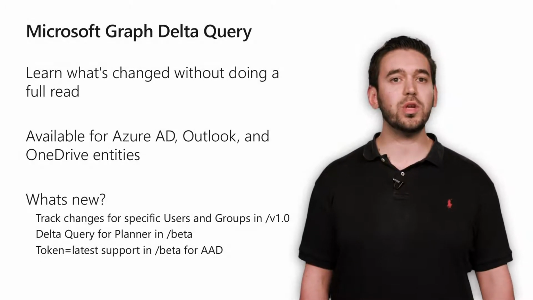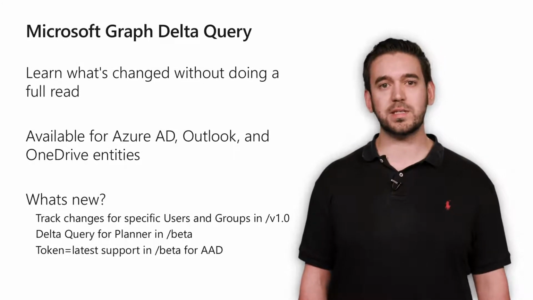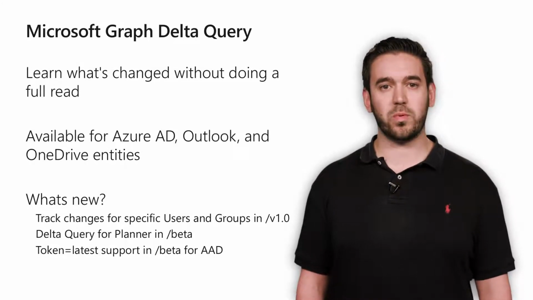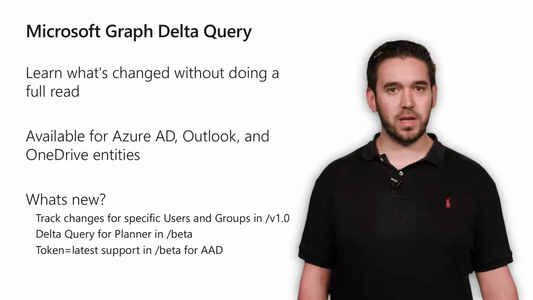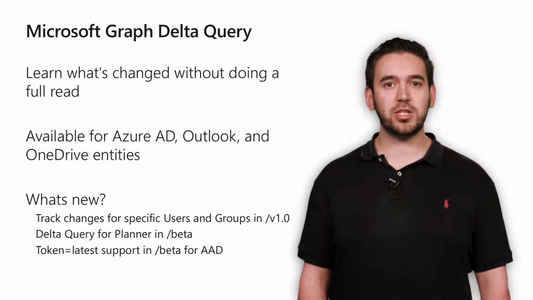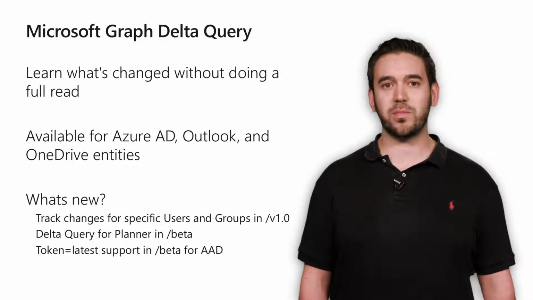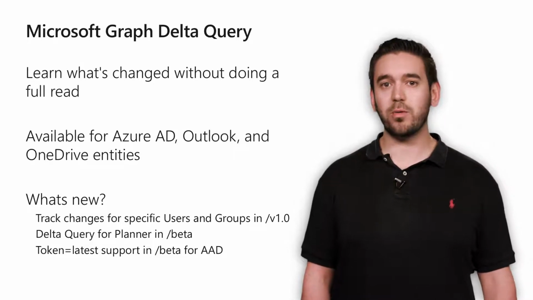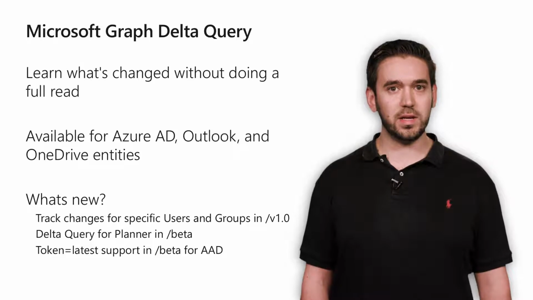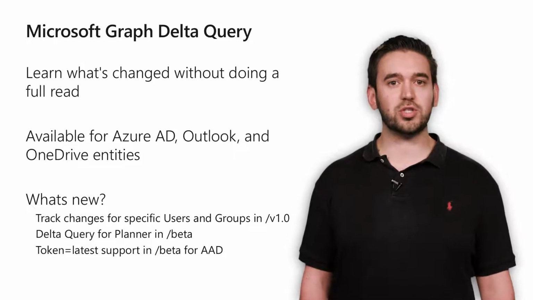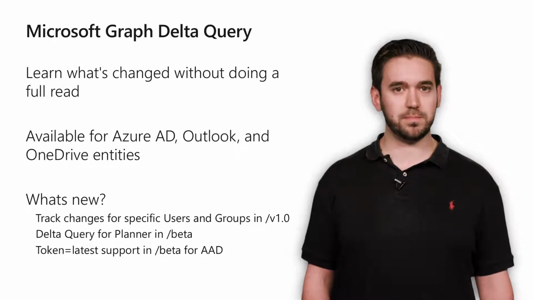Okay, now let's talk about Delta Query. This capability enables applications to discover newly created, updated, or deleted entities without performing a full read with every request. It's basically a Get Changes API. Applications with local data stores can use Delta Query to efficiently synchronize data with Microsoft Graph. Stateless apps without local data stores can also take advantage of it by using it to perform simple change tracking on the resources they're interested in.